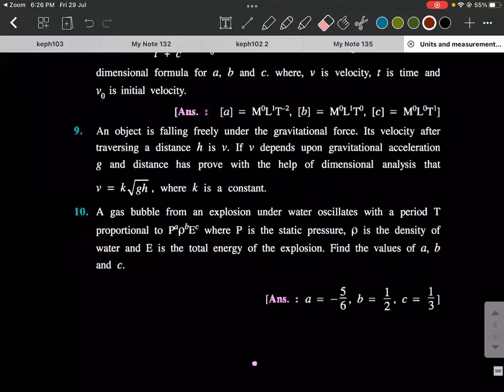So try the 9th and 10th. So do the 9th one. There is an object which is freely falling under the gravitational force. Its velocity after traversing a distance h is v. If v depends upon the gravitational acceleration g and distance h, prove with the help of dimensional analysis that v is equal to k into root gh, where k is a constant.